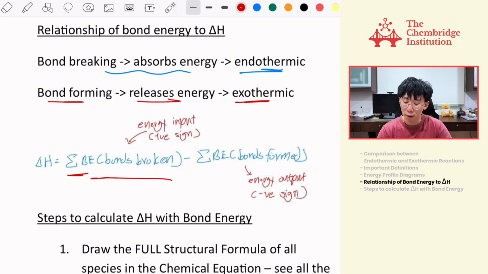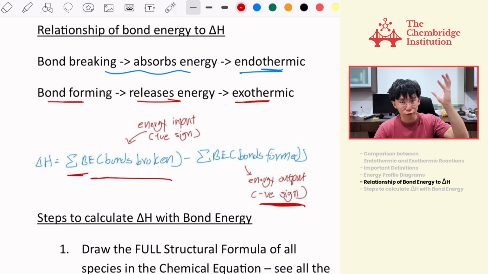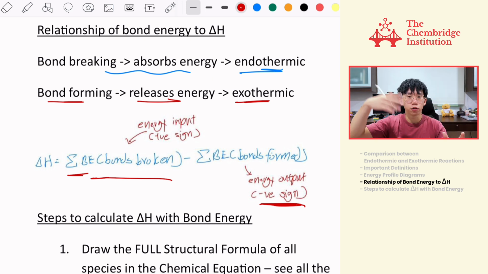And then you minus the sum of the bond energies of the bonds formed. This bond energy of the bonds formed mainly has a negative sign because this is energy output, right? So if you have the sum of the bond energies of your bonds broken minus the sum of your bond energies of your bonds formed, this will give you the overall enthalpy change of a reaction. And yes, you are expected to do this calculation in your tests and exams.